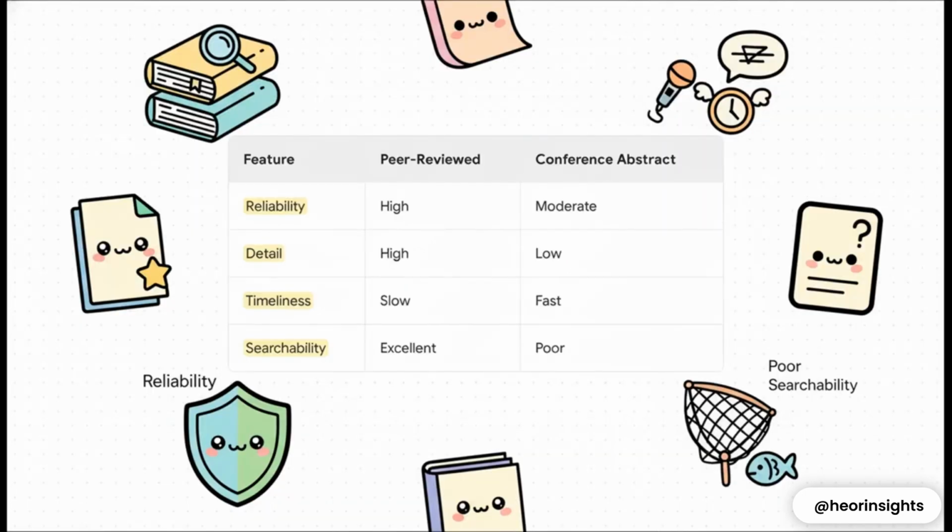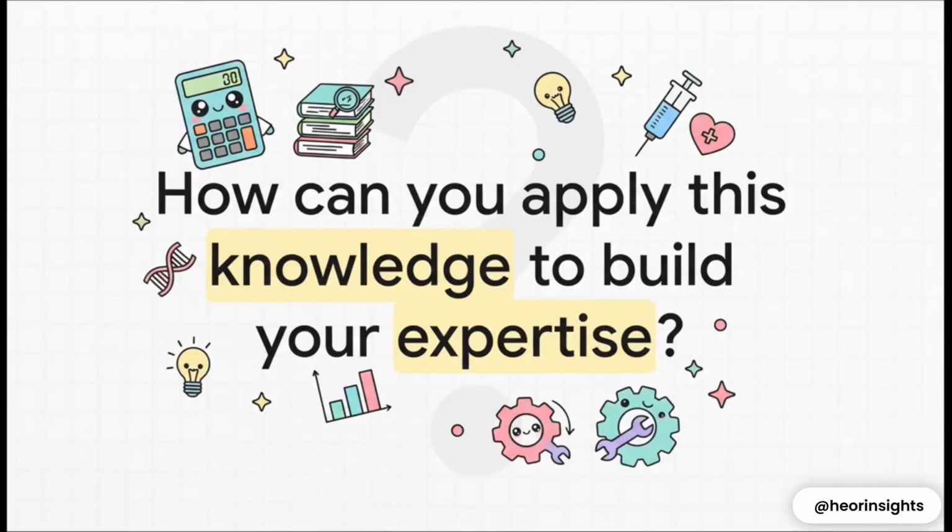This table summarizes the fundamental trade-off. Peer-reviewed articles offer high reliability and detail, but are slow to become available. In contrast, conference abstracts provide rapid access to emerging data, but at the cost of moderate reliability, low detail, and poorer systematic searchability. With this framework in mind, the final step is to translate this theoretical knowledge into practical expertise.